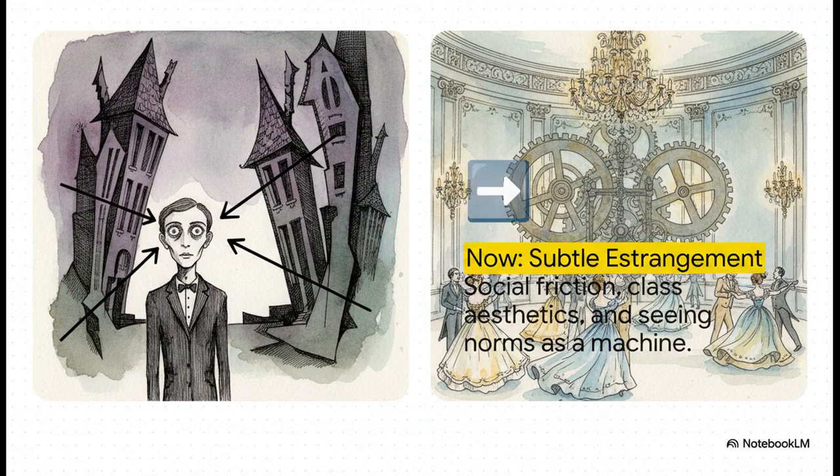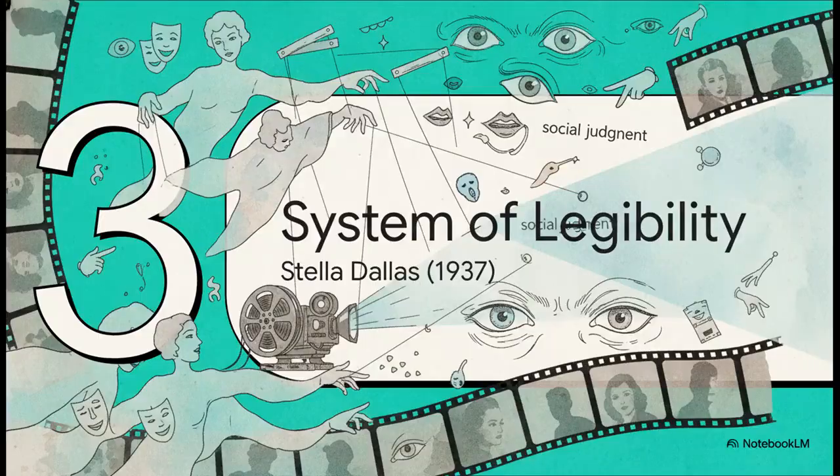But as cinema grew up, the methods of control got way more sophisticated. Estrangement wouldn't come from painted shadows anymore. Instead, it would come from the friction of social class, from judging someone's taste, and from that slow, creaking realization that social norms are their own kind of machine. And that shift, that move towards subtle control, brings us to our next phase.